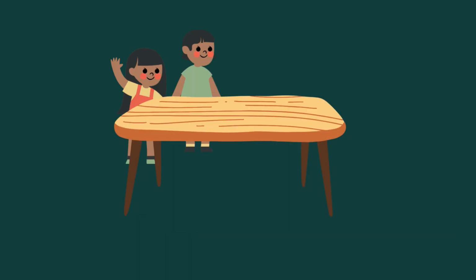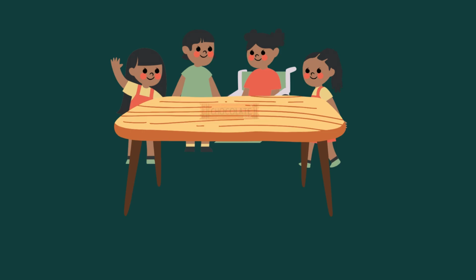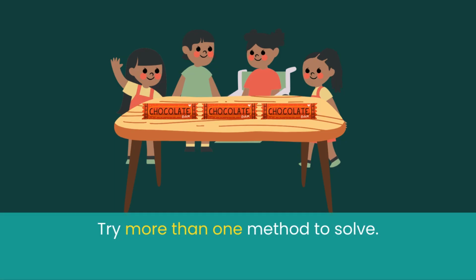Imagine Kavita, Lakshmi, Meena, and Neelam have only 3 chocolate bars to share equally among themselves. How can they share the chocolates so everyone gets the same amount? Remember, when we solve problems, trying different methods helps us learn more.